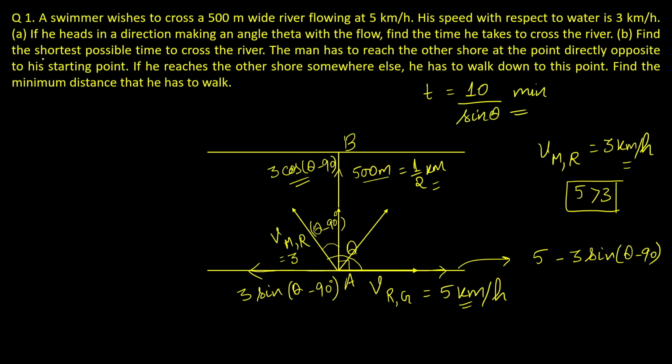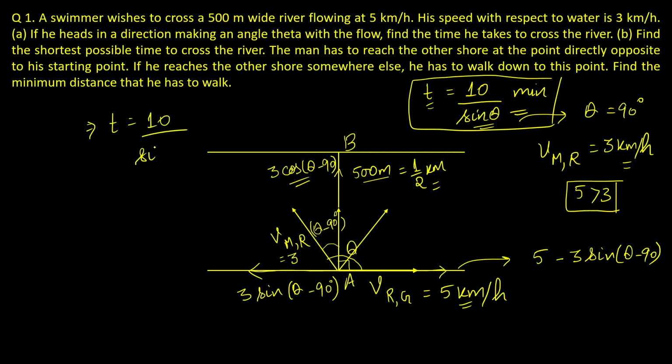The next question is, find the shortest possible time to cross the river. So from here, it is direct that we are already having this time, that is 10 upon sine theta, and now we want the shortest possible time. For shortest possible time, as I have already told, the sine theta is going to come in the denominator. So this denominator must be maximum for this time to be minimum, and for this denominator to be maximum, this theta must be equal to 90 degrees, because sine 90 is 1, which is the maximum value of sine theta. So at an angle theta equal to 90 degrees, this time is going to be the shortest, and that will be equal to t equals 10 upon sine 90, that is equal to 10 minutes.